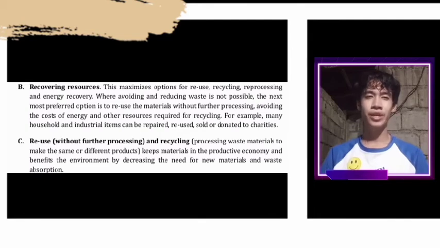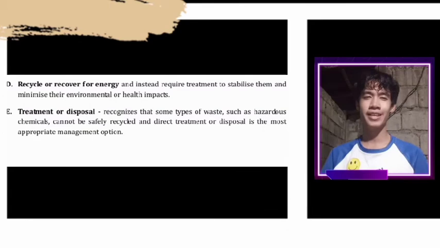The third one is reuse without further processing, and recycling: processing waste materials to make the same or different products. So it keeps materials in the productive economy and benefits the environment by decreasing the need for new materials and waste absorptions. The fourth one is recycle or recover for energy, and instead require treatment to stabilize them and minimize their environmental or health impacts.